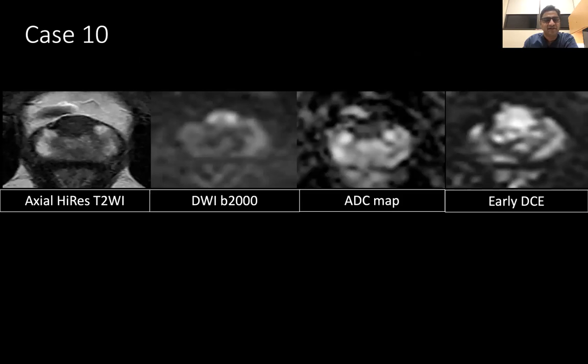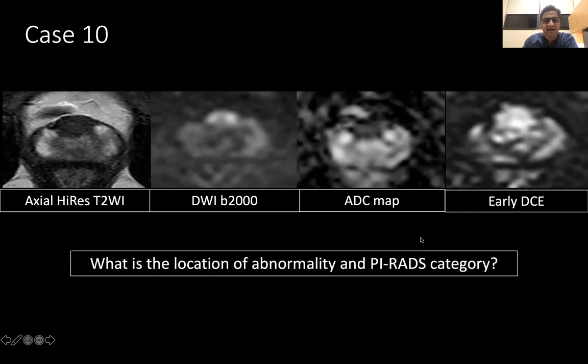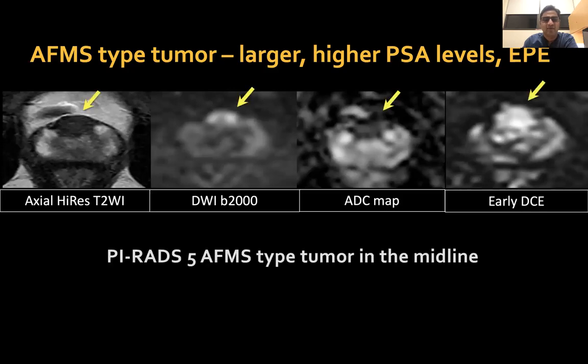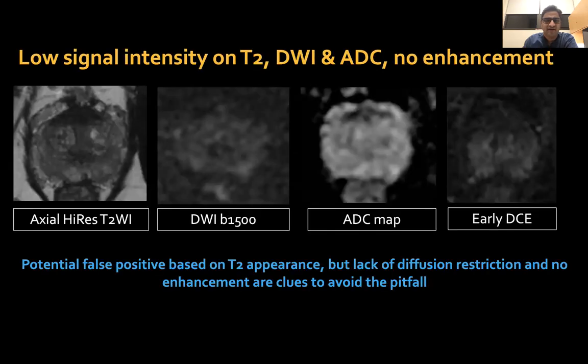And there's another patient with a big mass in the anterior transition zone in the midline, involving the anterior fibromuscular stroma and causing a bulge. Here we can see that there's a marked restricted diffusion, bright on DWI, dark on ADC, and enhancement. This is a transition zone tumor involving the anterior fibromuscular stroma, and it's a PI-RADS 5 category lesion.